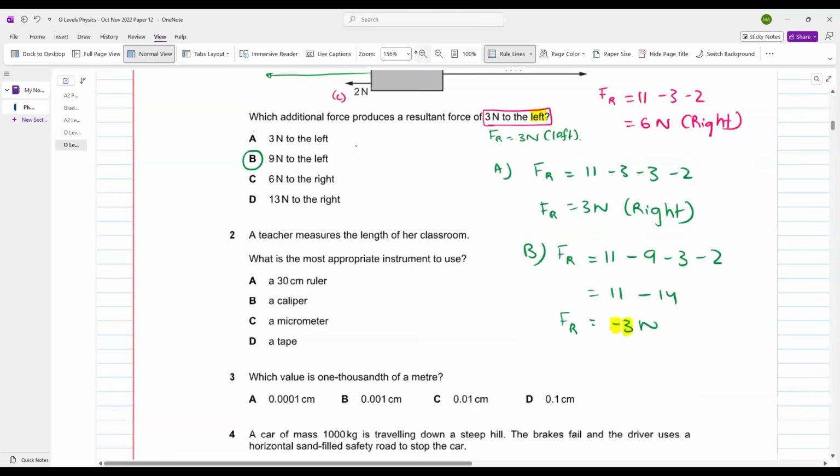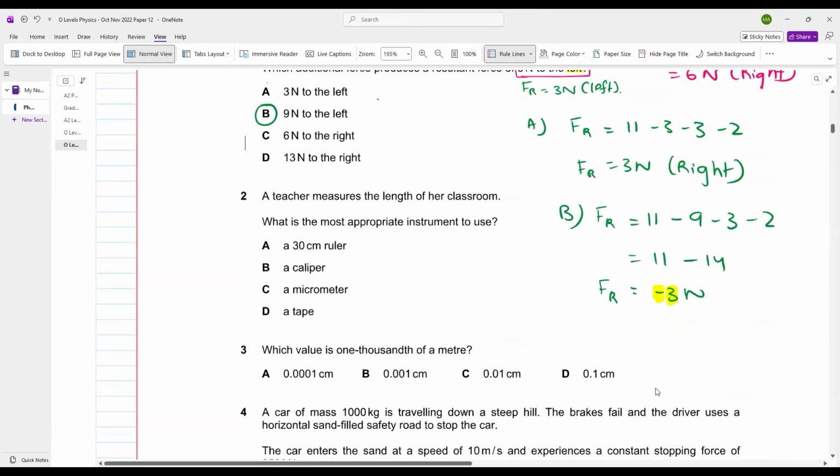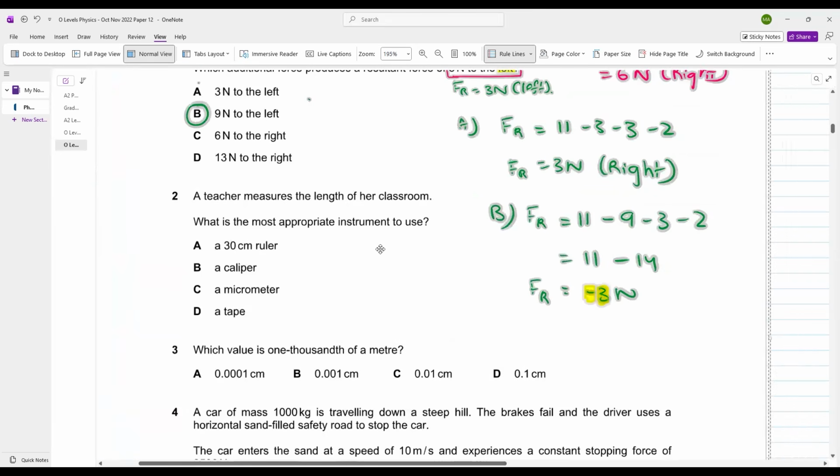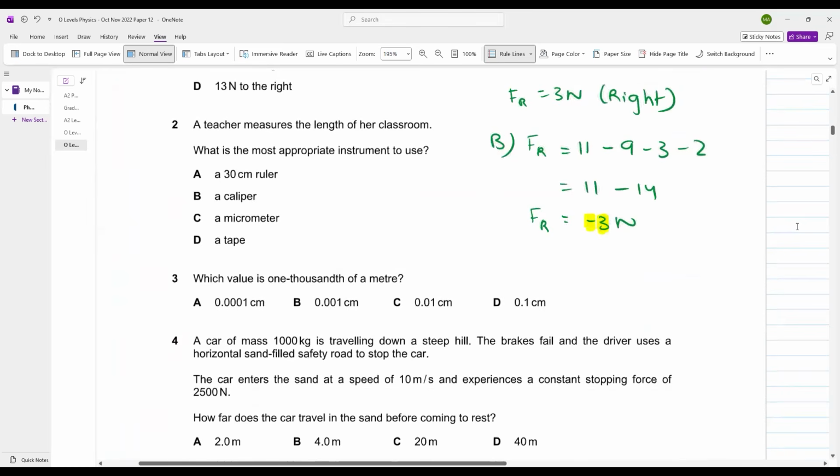Let's further analyze question 2. A teacher measures the length of her classroom. Okay, so a teacher measures the length of her classroom. What is the most appropriate instrument to use? To measure the length of the classroom, what will be the appropriate instrument? A 30 centimeter ruler? No. No classroom is 30 centimeter long. A vernier caliper? No. A micrometer? No. A tape measure would be the correct answer.